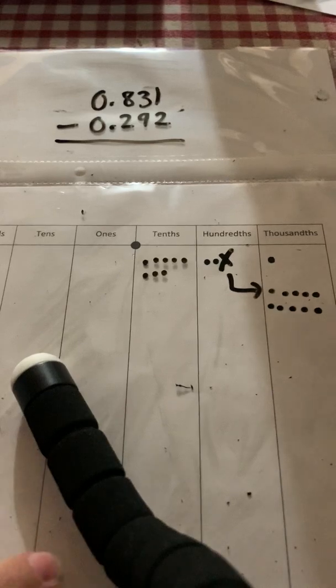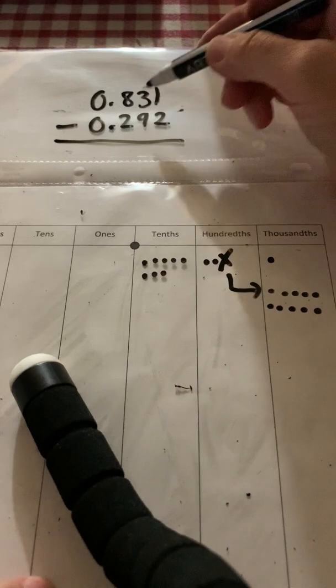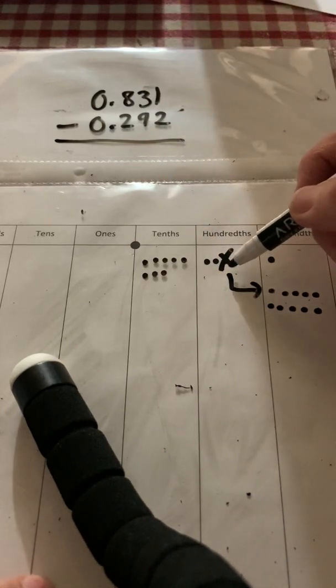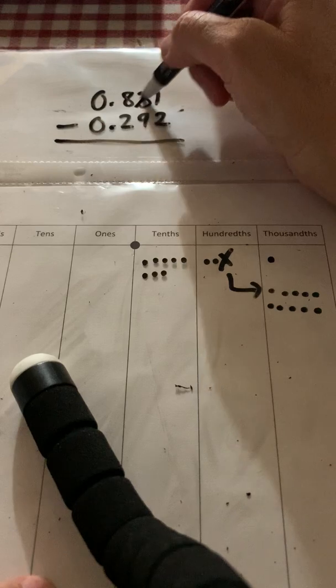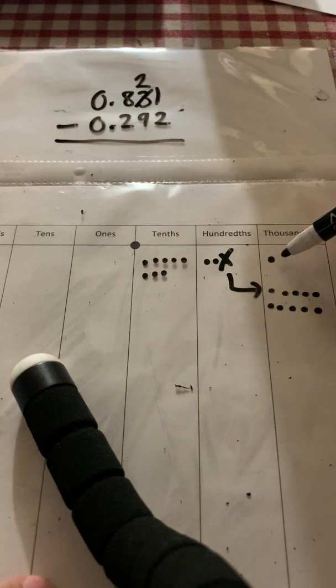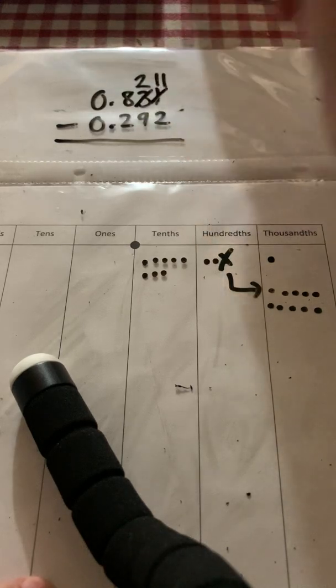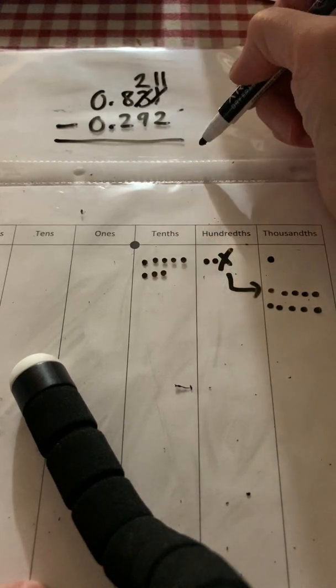Next step, make sure your standard algorithm matches your chip model. I had 3 hundredths, but now I have 2 hundredths because I unbundled one of them. I had 1 thousandth, but I added 10 thousandths when I unbundled, so I have 10 plus 1, which is 11. 11 take away 2, I can do that.